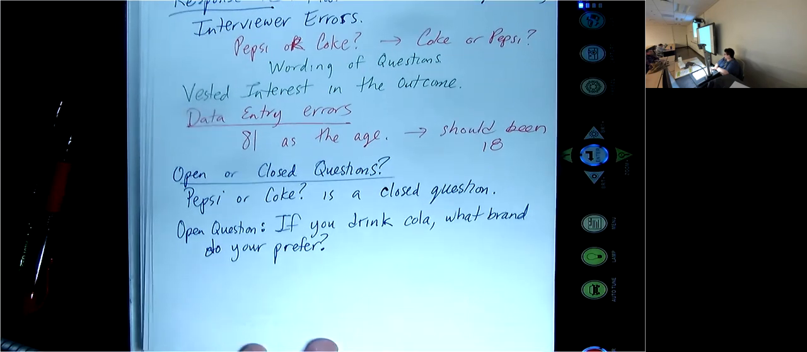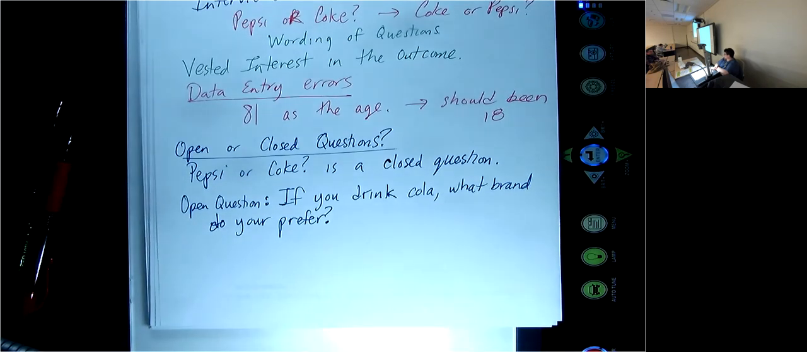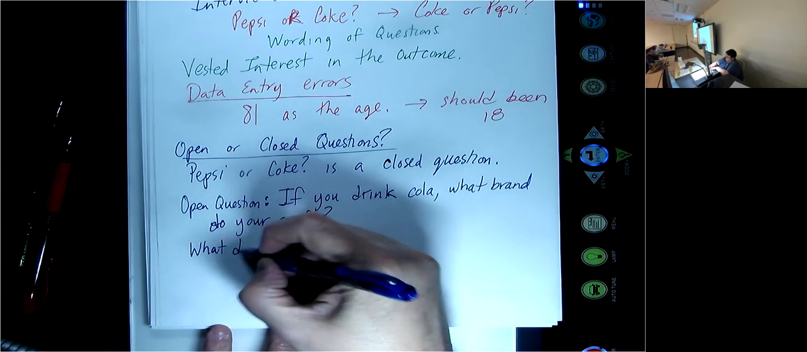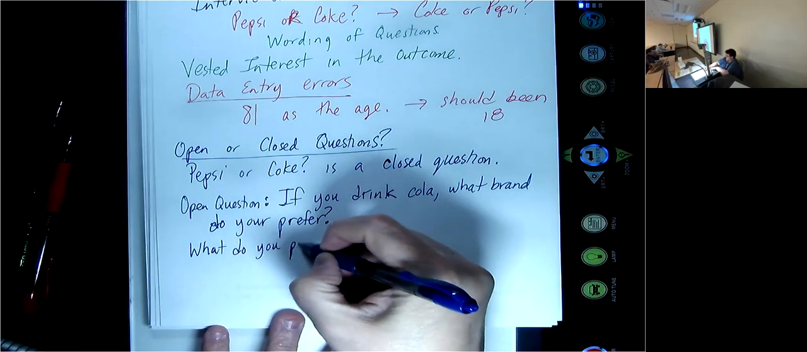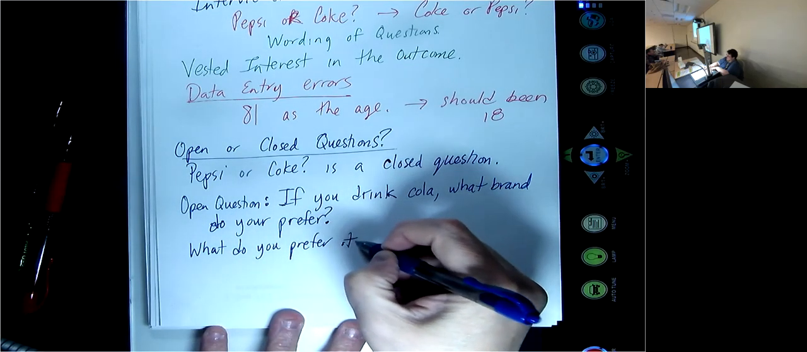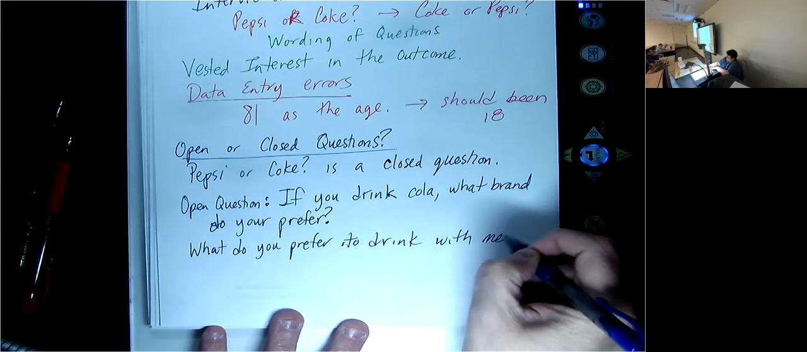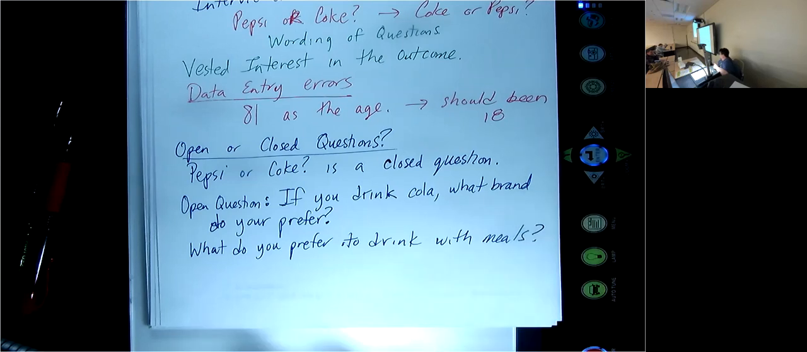That might matter if you're only going after soda questions, but if you're just curious in general, maybe a better question is, what do you prefer to drink with meals? Because some people don't like sodas at all. Whether they're diabetic and don't want the sugar, whether they don't like the taste, whether they don't like the carbonation, whatever the case may be, there are people that don't like sodas.